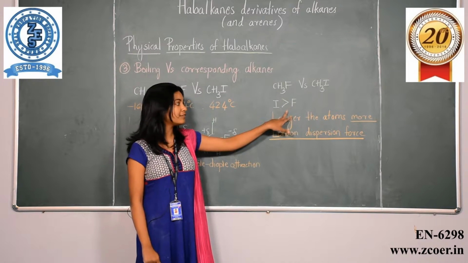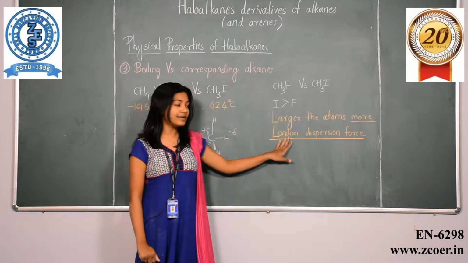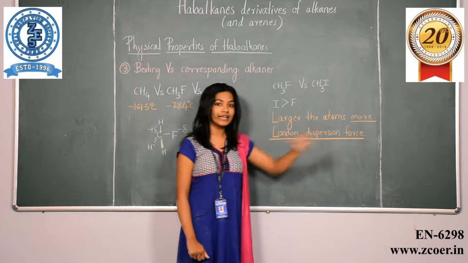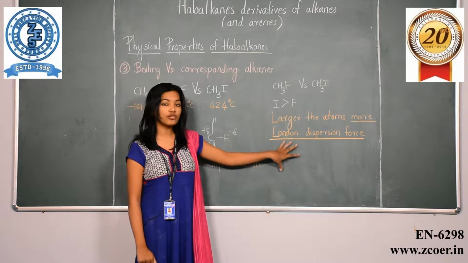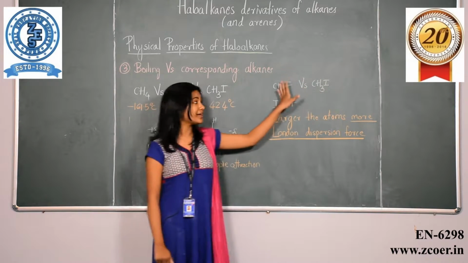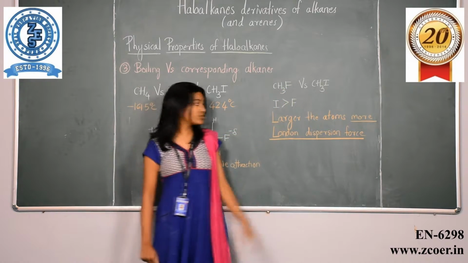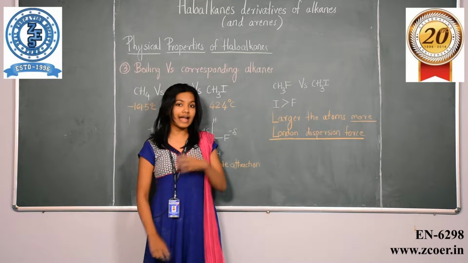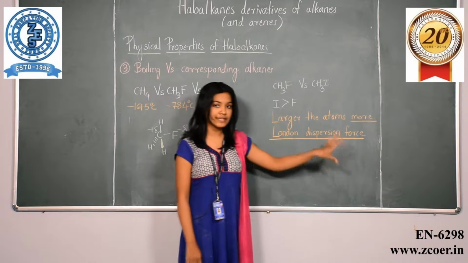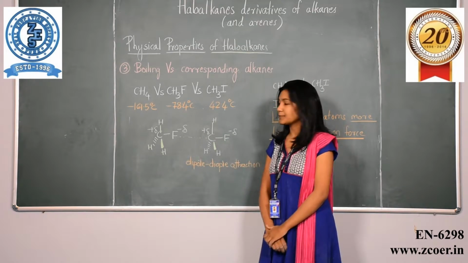The main reason is that as the atomic size increases, there is a London dispersion force, which is nothing but an intermolecular force. Because of this force, the boiling point of methyl iodide is much more than methyl fluoride. So we can say that as the atomic size increases, its London dispersion force increases, and because of that the boiling point also increases.